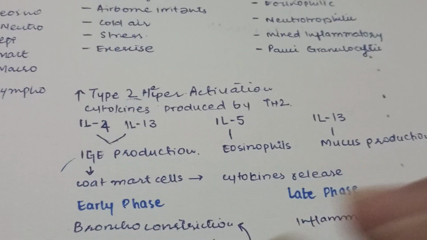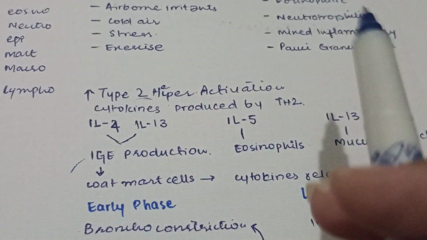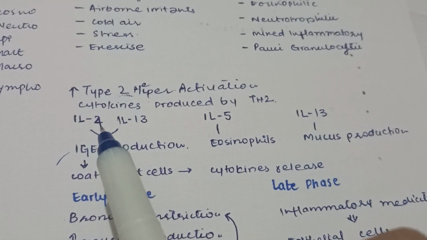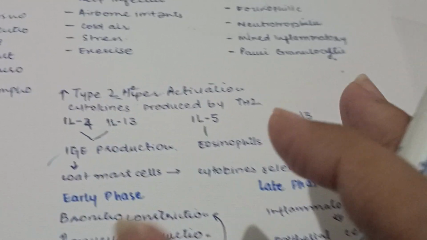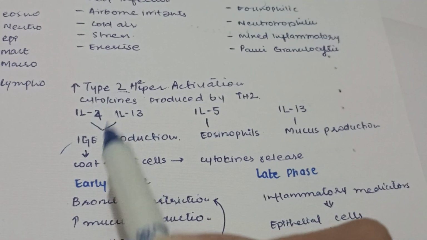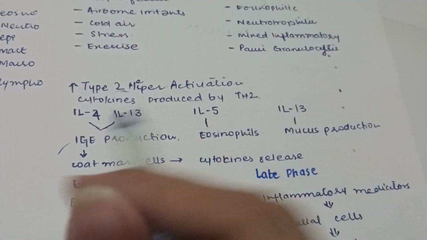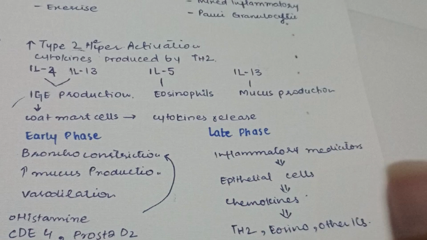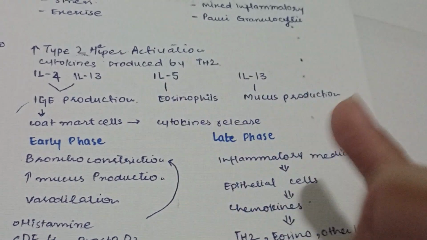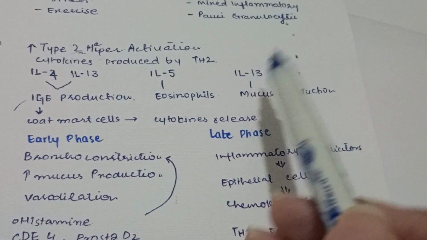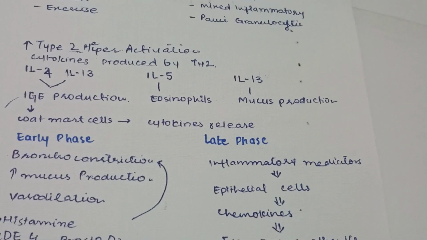There is increased activation of type 2 helper T cells. Cytokines are produced. They include interleukin 4, 13, and 5 mostly. These two, 4 and 13, are involved in IgE production, and you all know the whole process. Don't need to repeat it here again. Interleukin 5 mostly causes eosinophil chemotaxis, and 13 causes an increase in mucus secretion.